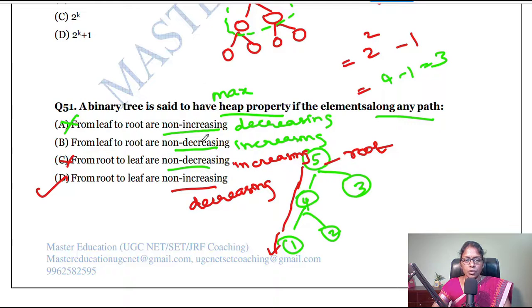From leaf to root it is increasing. So that is also wrong. We cannot say always. Here it may be 3, and here it may be 3 and 1. So leaf to root may be increasing, or some elements will differ here. So the exact statement is from root to leaf decreasing.